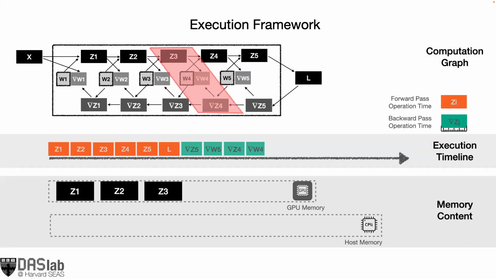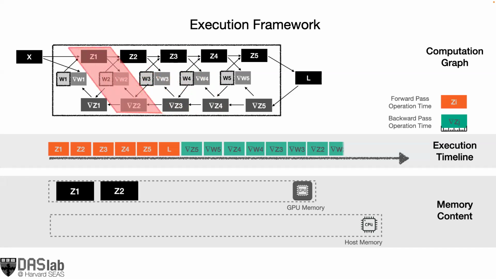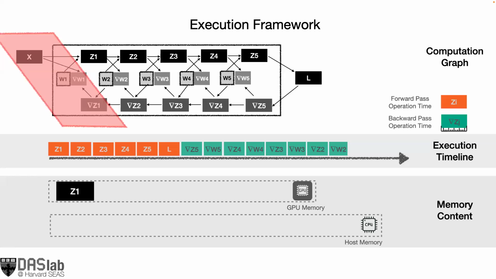And so on and so forth, we can calculate the gradients of W4 and update W4, and then remove Z3 because it is only used to calculate delta W4. And then we calculate delta W3, update W3, and then remove Z2 from GPU memory. And then we calculate W2 and update W2, and then we can remove Z1 from GPU memory. And so on and so forth.